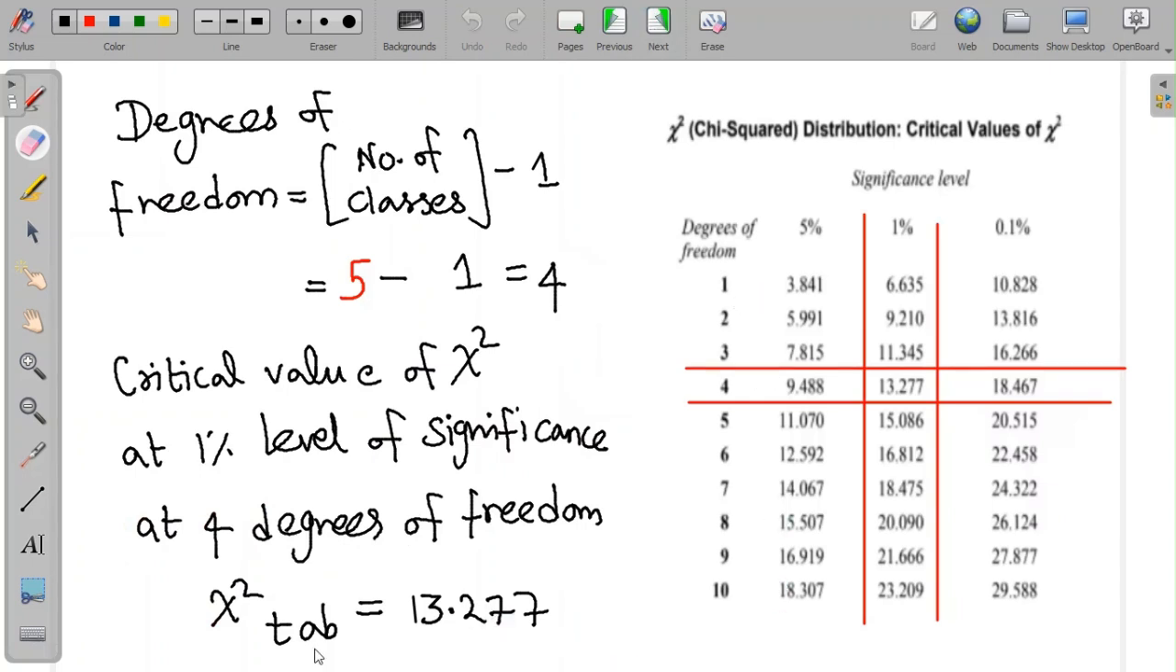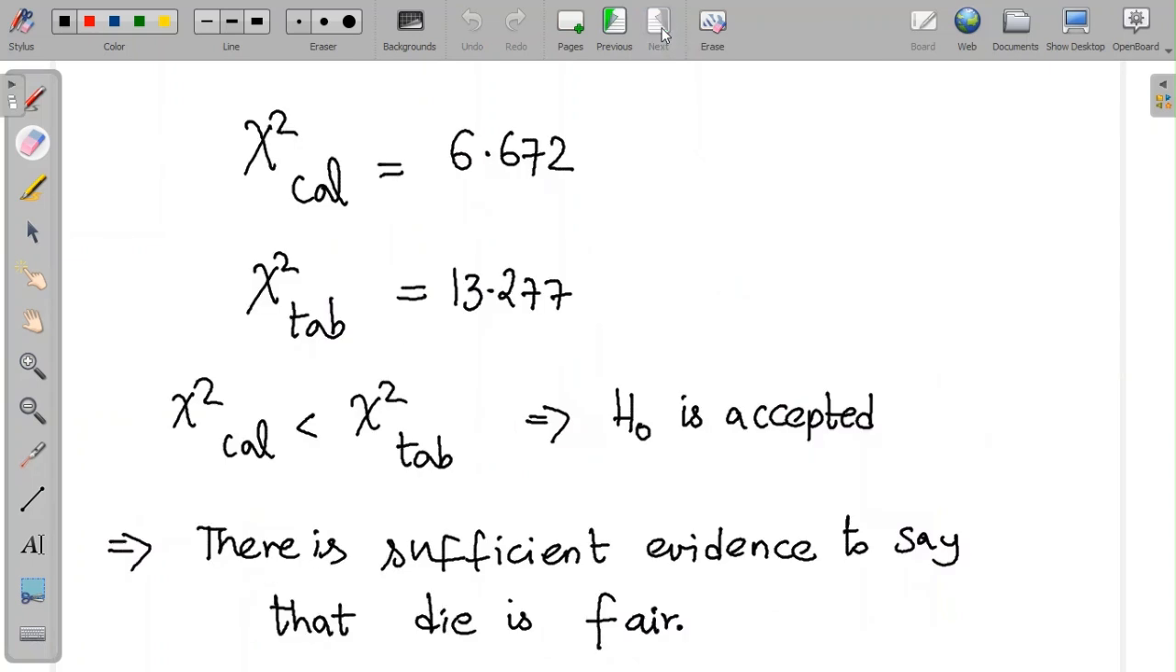Looking at the table, we see that the tabulated value is in fact 13.277 at 1% level of significance. So the calculated value is 6.67. The tabulated value is 13.277. We observe that the calculated value is less than the tabulated value, which means H naught is accepted. We conclude that there is enough evidence to say that the die is in fact fair or unbiased.